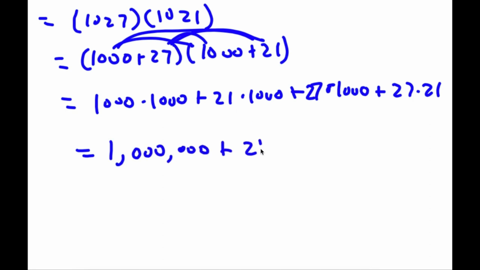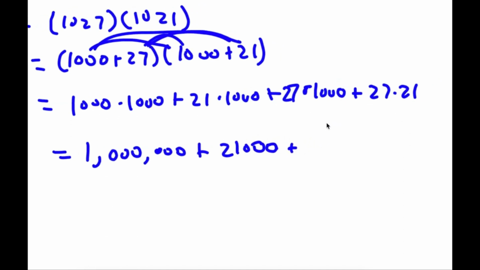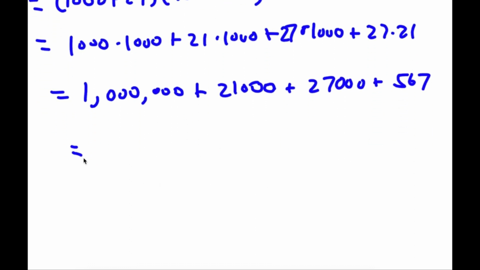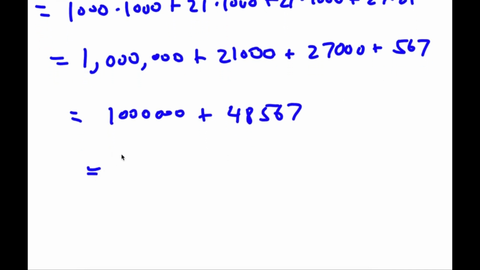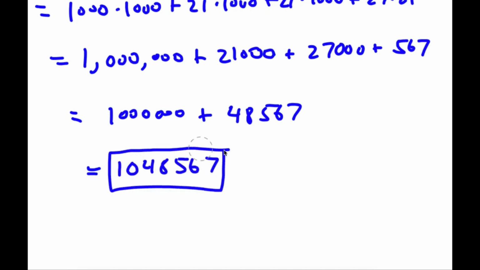Now 1,000 times 1,000 is going to be 1 million, so I have 1 million, plus 21 times 1,000 is 21,000, plus 27 times 1,000 is 27,000, plus finally 27 times 21 is 567. Now if I add all these up, 21,000 plus 27,000 is 48,000, plus 567 is 48,567, and now 1 million plus 48,567 is 1,048,567. So this is my answer.